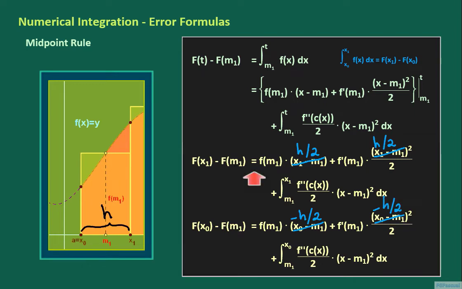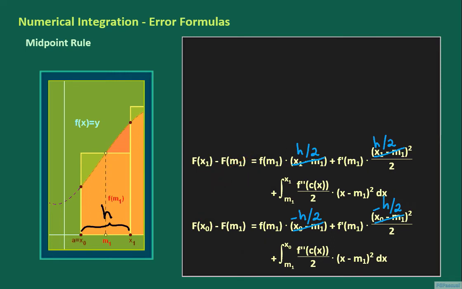If we take this equation and subtract this second equation, note that we do get capital F of x sub 1 minus capital F of x sub 0 on the left side. After all, that is the quantity that we are after. With capital F of m sub 1 cancelling out, we are left with capital F of x sub 1 minus capital F of x sub 0 on the left side.